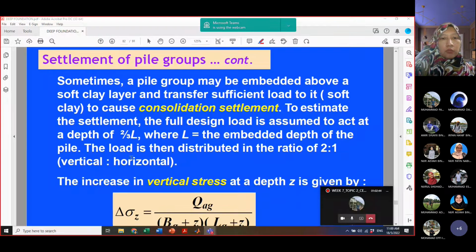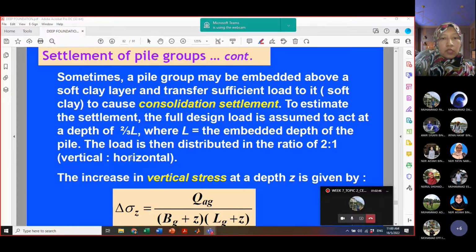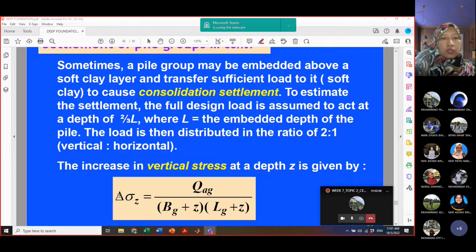The value of the settlement by its concern to determine the effective increase, the increment of the effective overburden pressure delta sigma z. So the delta sigma z is equal to the ultimate bearing capacity of the pile group bahagi dengan (B_G plus Z) times dengan (L_G plus Z).